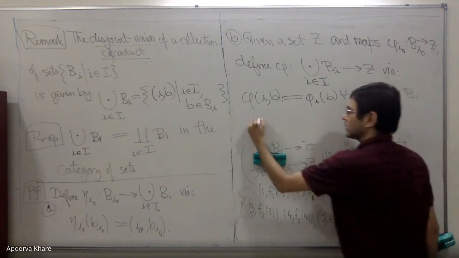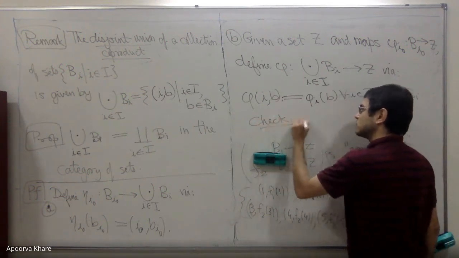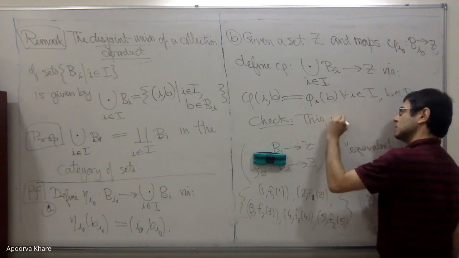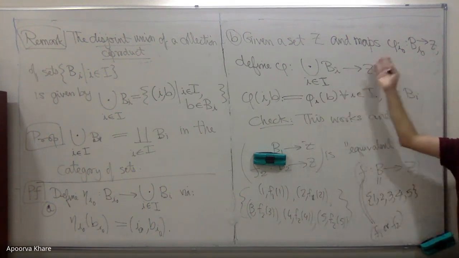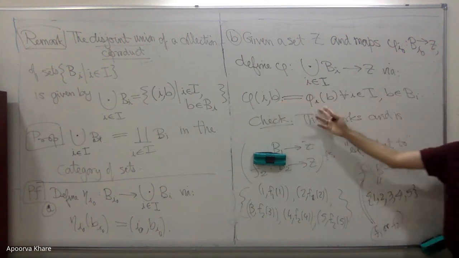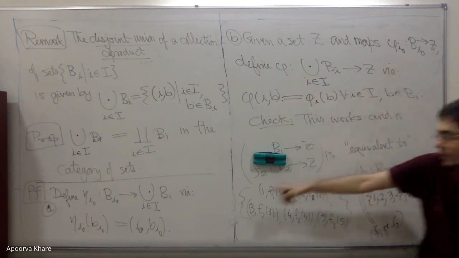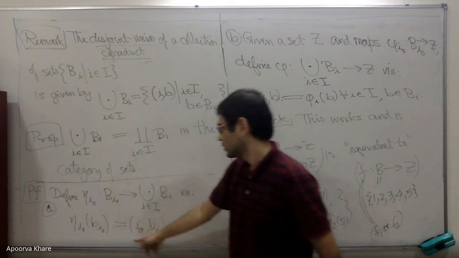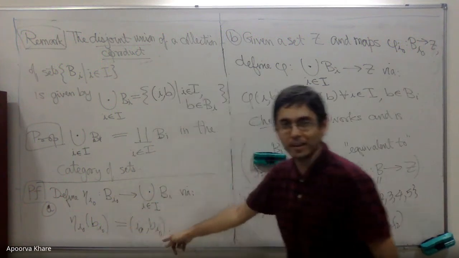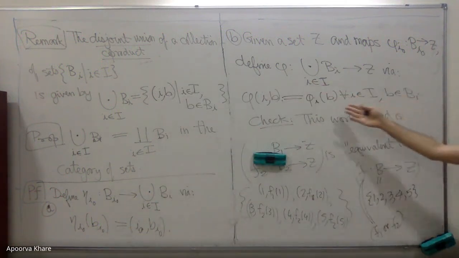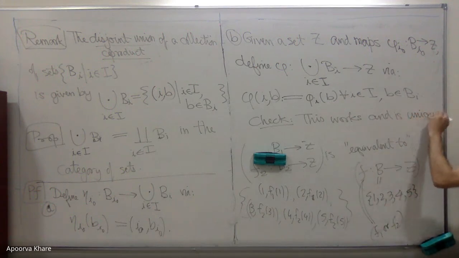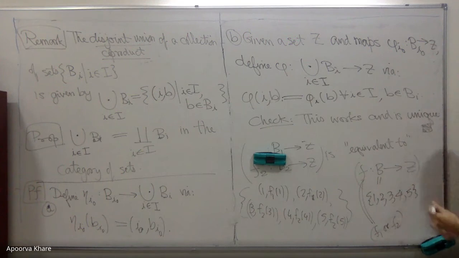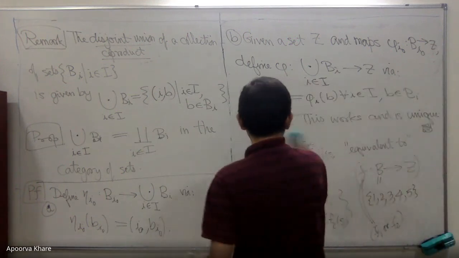Check this works and is unique. Because again, what can phi of (i, b) be? The point is you're given that these are the maps, right? So once this map is defined, it's very easy to check that it must be exactly phi_i of b.